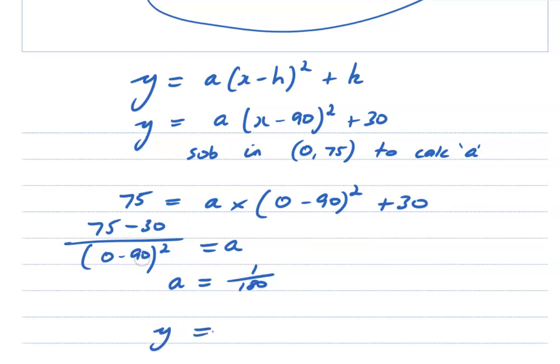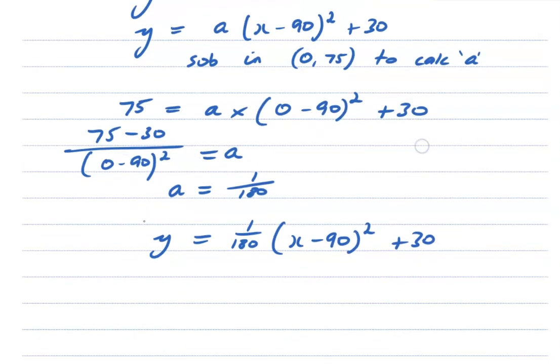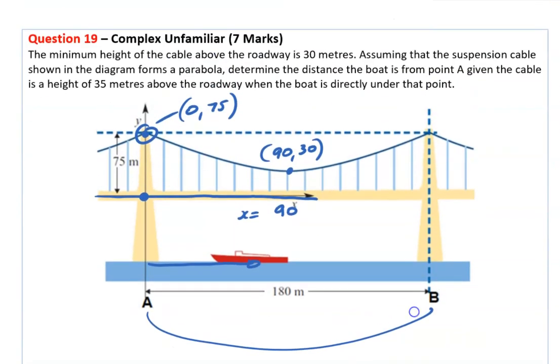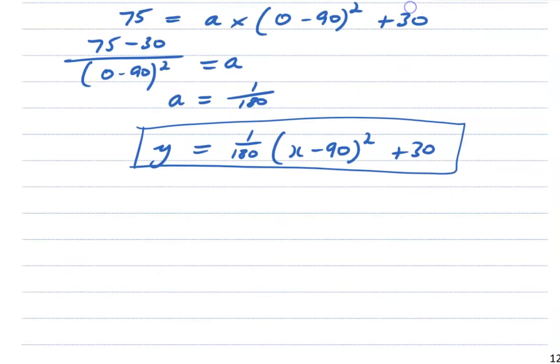So the bridge, the cable has been modelled by 1 over 180 outside of x take 90 all squared plus 30. That's our model. And the question is, given the cable is a height of 35, which could be about here, so the y value is 35, we want to work out x. So let's let our y equal 35.